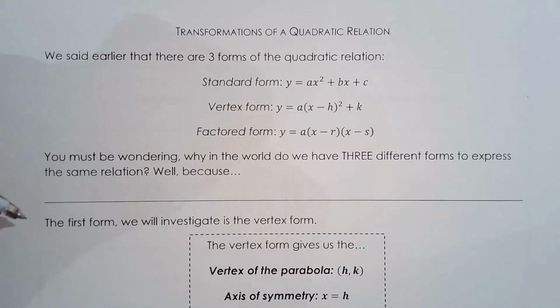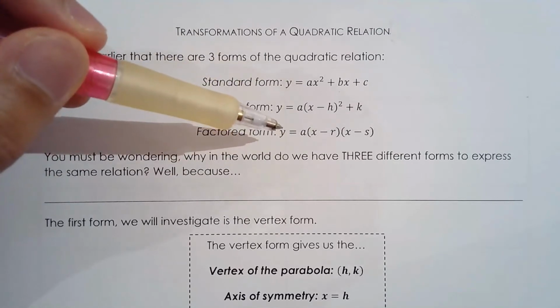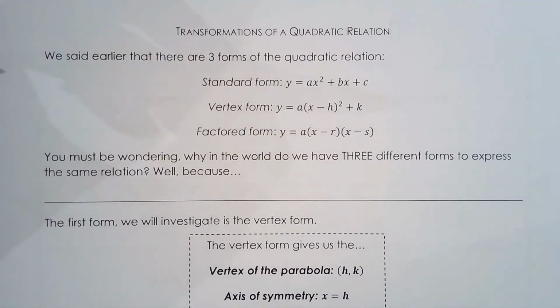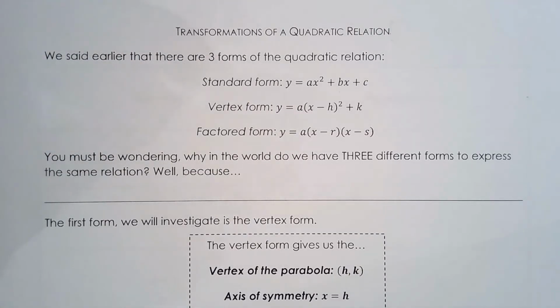Now, I asked this question in the first lesson, in the first video when I introduced quadratic relations, and that was, why do we have three different ways of expressing the same idea? Even though these equations clearly look different, they really represent the same quadratic relation. So I can express it in standard form, vertex form, or factored form. Now, why would I do that?